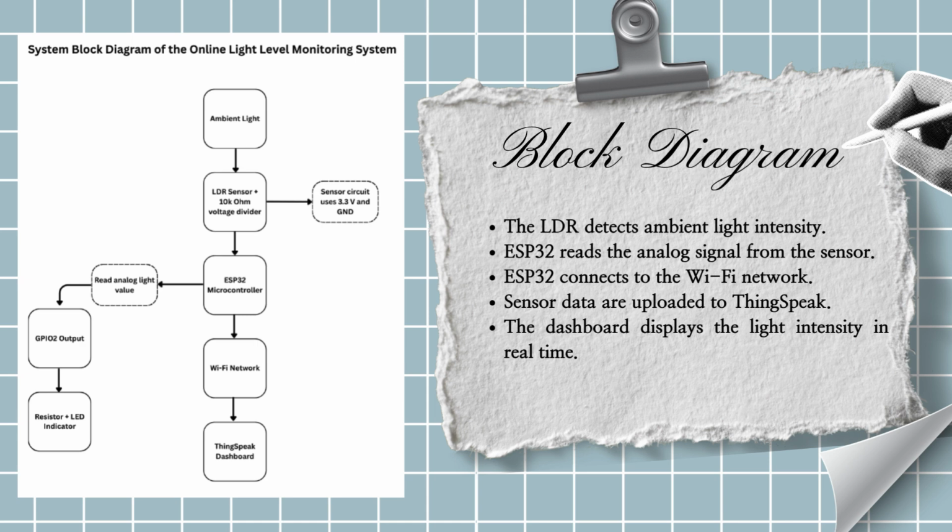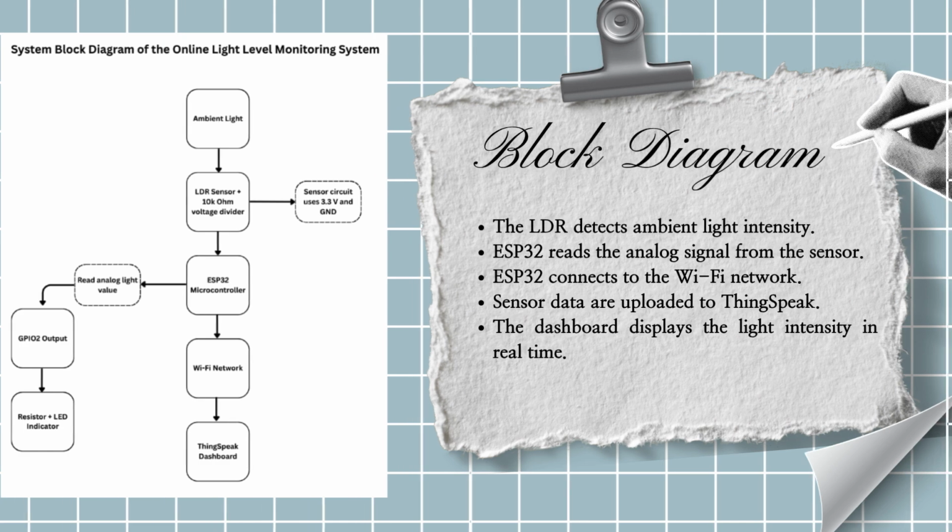The ESP32 then reads the analog voltage from the sensor and processes the data. Based on the measured light level, the ESP32 can also control an LED indicator through its GPIO output. At the same time, the ESP32 connects to a Wi-Fi network and uploads the sensor reading to the ThingSpeak dashboard. This allows users to monitor the light intensity in real time through an online dashboard from any location.